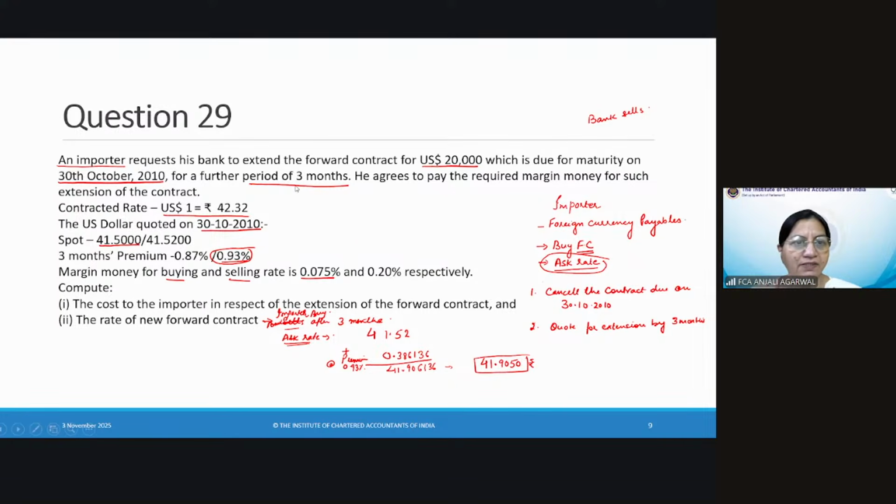The importer has requested the bank to extend the forward contract for $20,000 due on 30th October. Once again, there is an importer who needed money. How much? $20,000. He's canceling that contract. So he's saying, I don't want to buy, he'll have to sell. To square off the position, the customer will now have to sell, which means bid rate would be applicable together with a margin of minus 0.75%.